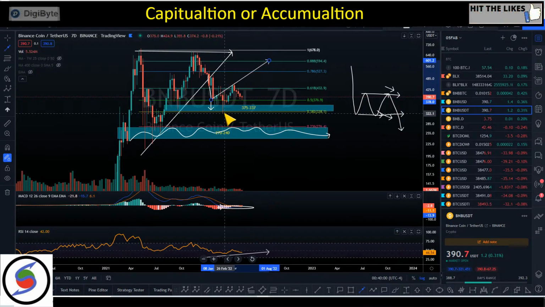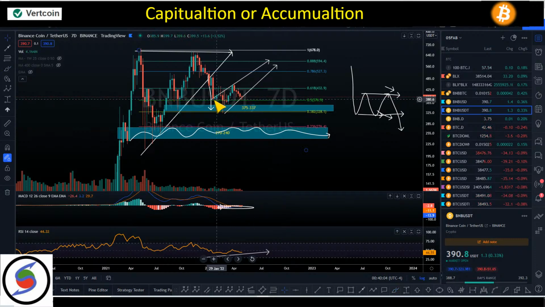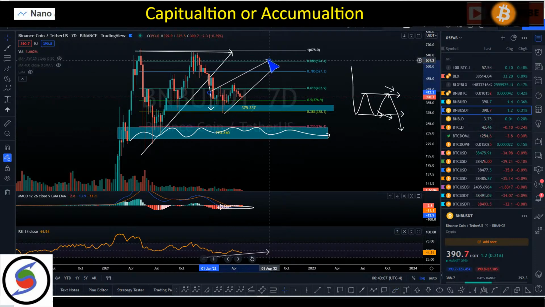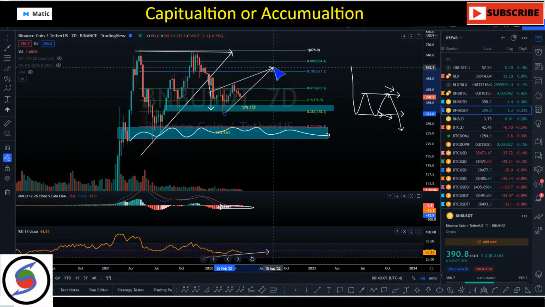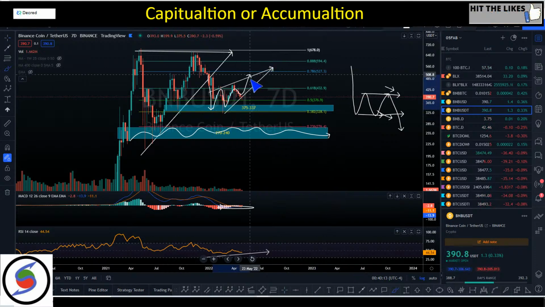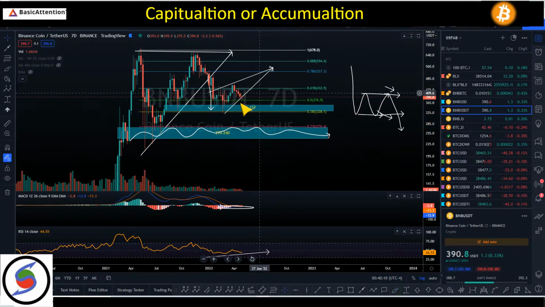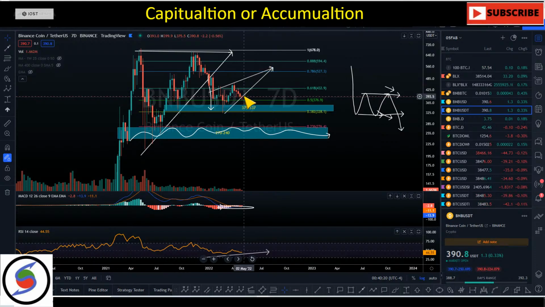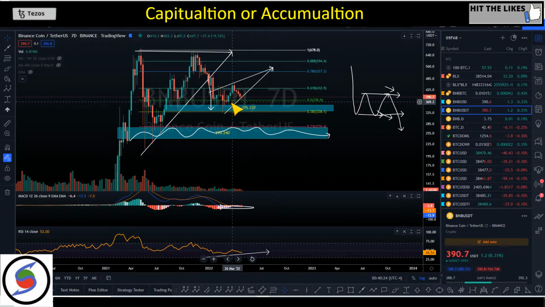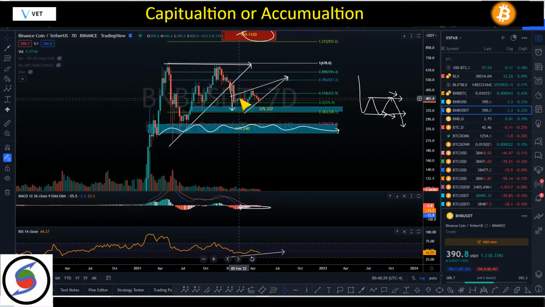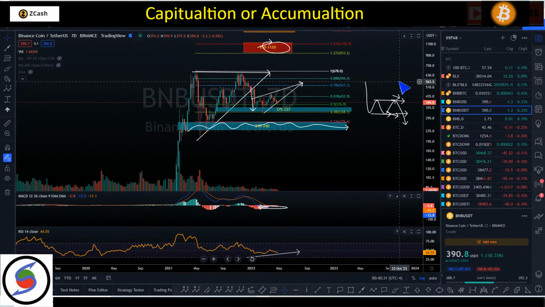Let's say if it wants to create a wedge pattern, that's possible. We're not saying it has to dump right now. It could do something like that and still come down. But BTC will need to allow it to do that. If BTC remains negative, meaning bearish, I don't see BNB as of now being positive, being bullish. But anything can happen.